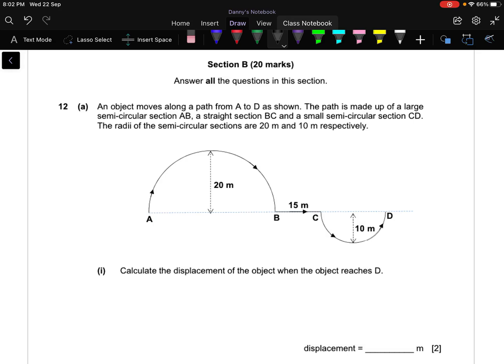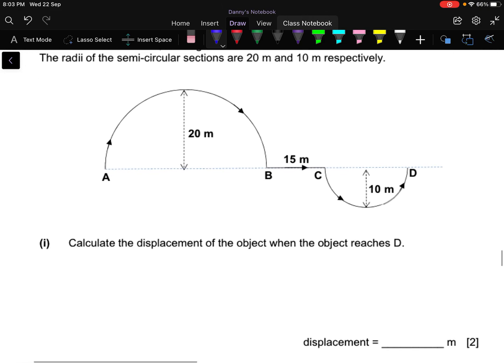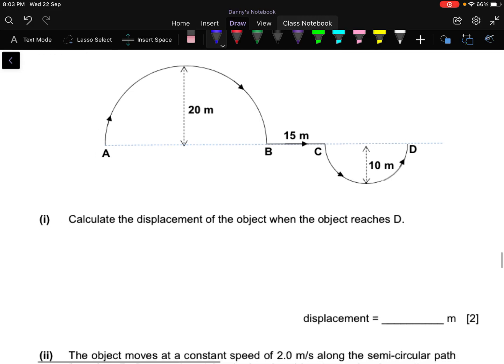Okay, for your question 12A, it is about kinematics. And this kinematics is a super easy question. In your 2021, I think it will be a harder one with your VT graph and things like that. So let's try, okay? I have basically this object that moves along this very weird path, and they're asking you to find displacement.